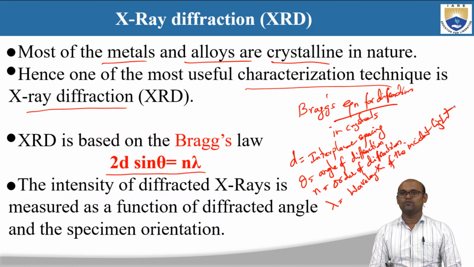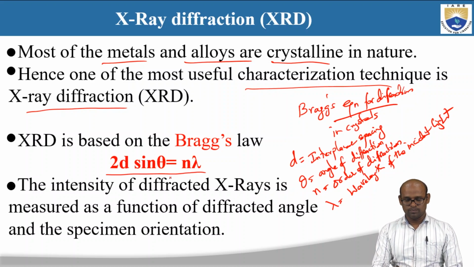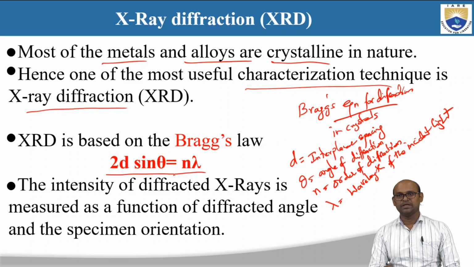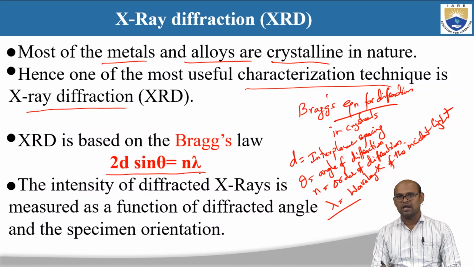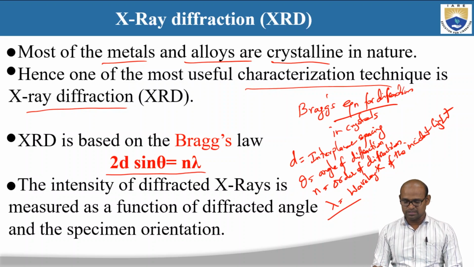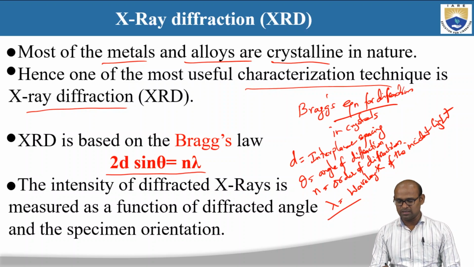So if we are irradiating a material, a crystal, with light which has wavelength lambda, then if there is any diffraction, the equation 2d sin theta must be equal to n into lambda, where n is the order of diffraction and lambda is the wavelength of this incident light. So how do we know what order?